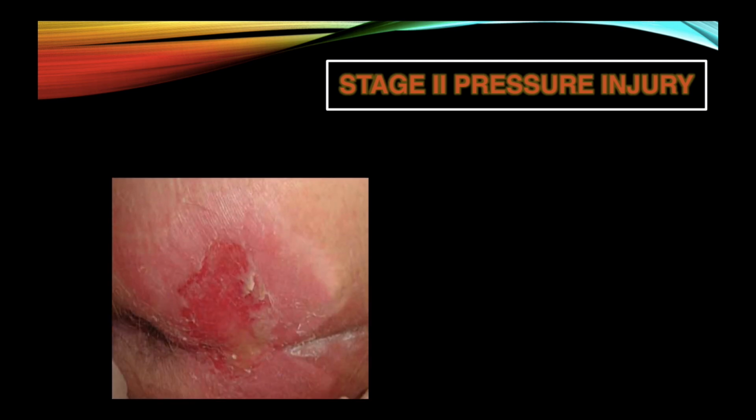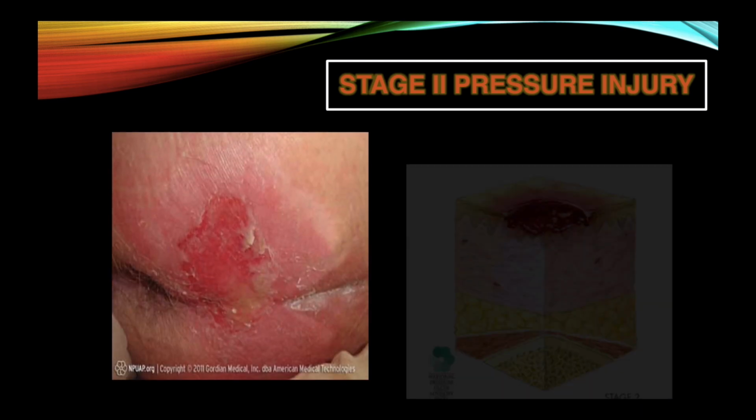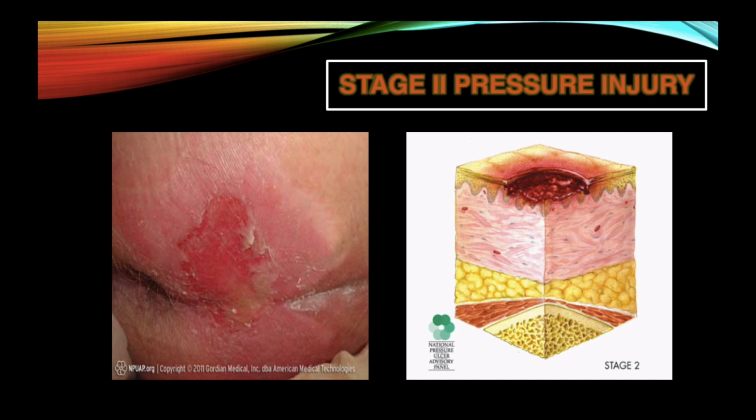Stage 2 pressure injury. There is a partial thickness loss of dermis, presenting as a shallow open ulcer with a red-pink wound bed without a slough. May also present as an intact or open ruptured serum-filled blister.